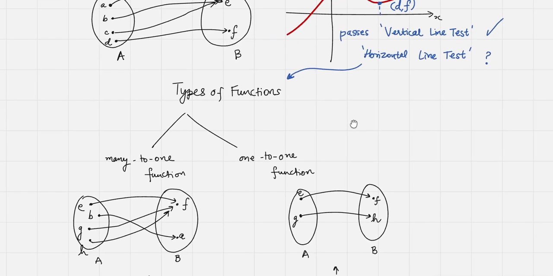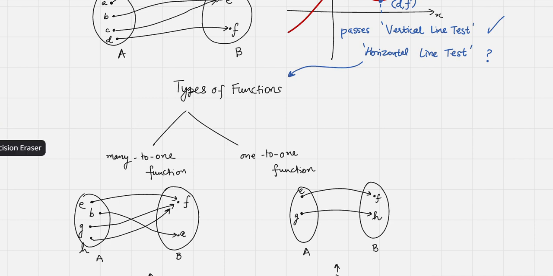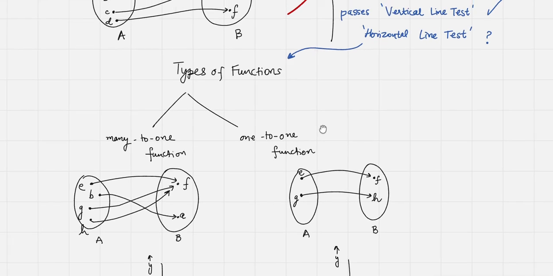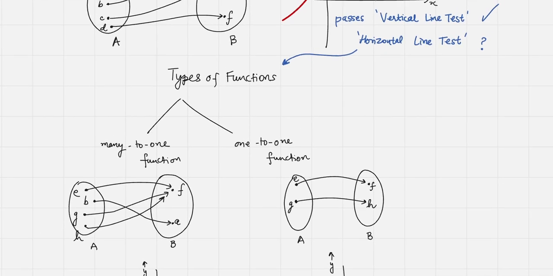Based on this, there are two kinds of functions: the many-to-one function and the one-to-one function. The many-to-one function will not pass the horizontal line test, but the one-to-one function will. That is, it will have only one element mapped to one element. In a one-to-one function, it cannot happen that two elements connect to the same element, and it cannot happen that one element gets connected to two elements. Only one to one.